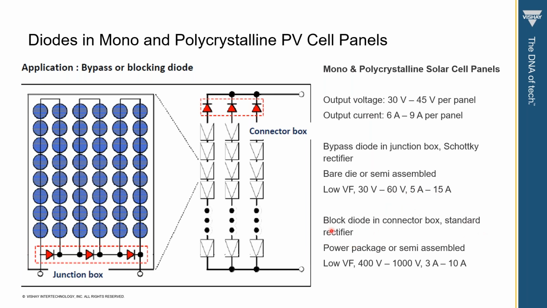For the blocking diode on the connection box, we have the power package and the semi-assembly. Voltage can be from 400 to 1000. Current is 3 amp to 10 amp.